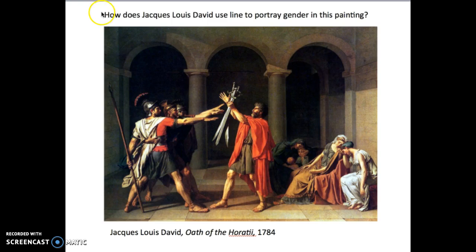And as you're looking at this painting here that I've put on the screen, think about the lines which Jacques-Louis David uses to make up the bodies of these male figures here. And then think about the lines that Jacques-Louis David uses to create the bodies of the women who are sitting here to the right of this painting. And we'll talk about this painting in further depth in part 2 of the video.